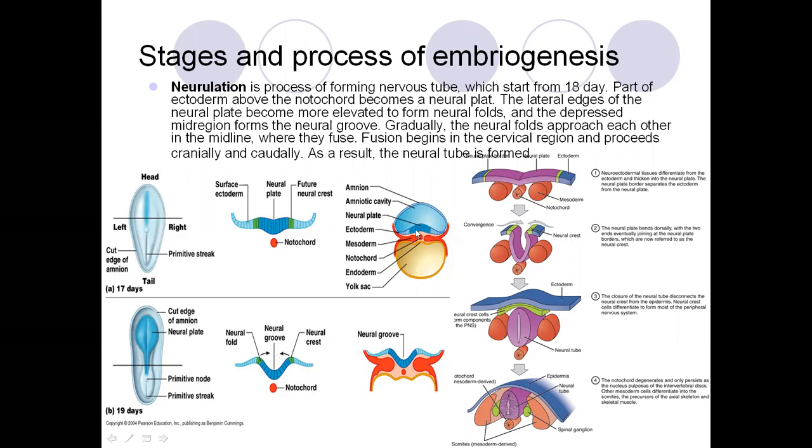In this diagram, you can see ectoderm, mesoderm in red color, and endoderm in yellow color. In the middle part of mesoderm, you can see a round shape structure. This is the notochord. Here you can see notochord, ectoderm, and mesoderm with somites. So, the part of the ectoderm above the notochord becomes a neural plate, like this neural plate and like this neural plate.